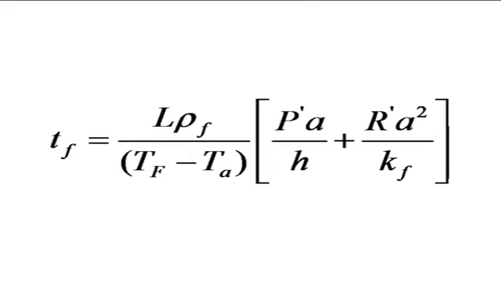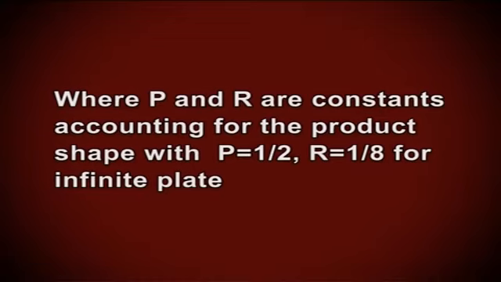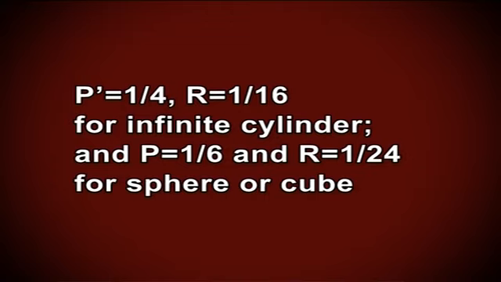The general form of Planck's equation is given, where P and R are constants accounting for the product shape. P equals 1/2 and R equals 1/8 for an infinite plate, P equals 1/4 and R equals 1/16 for an infinite cylinder, and P equals 1/6 and R equals 1/24 for a sphere or cube. The limitations of Planck's equation are as follows.